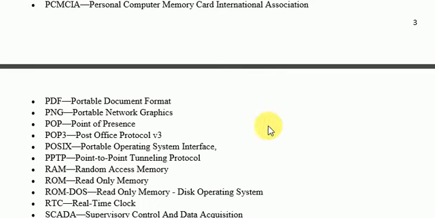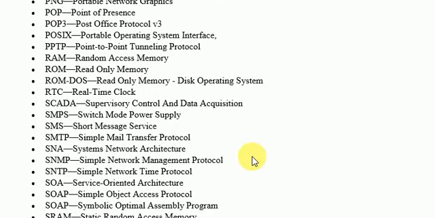Then RTC, real-time clock. Nowadays everyone uses this IC in our smartphones, real-time clock. Then SCADA. SCADA is a supervisory control and data acquisition system. Basically this term is used in industrial automation. Then SMPS, switch mode power supply.